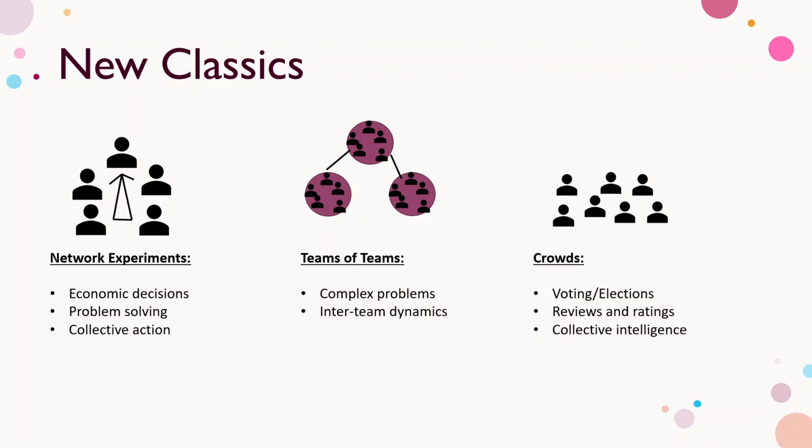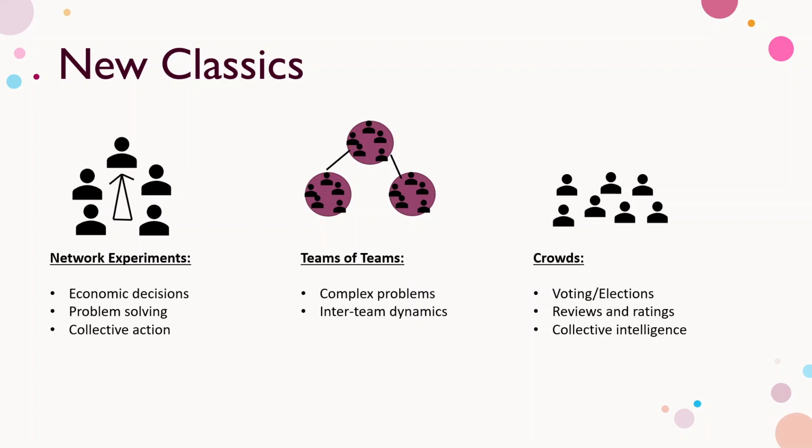So one is the network experiment, where you have a group of people. These can be small or large, but you control who sees whom or who can interact with whom. So not everybody can see everybody else or talk to everybody else, but they can talk to a certain set of people. In these cases, you just create a social network and then have them solve problems, whether they're team problems, economic problems, little puzzles, what have you.